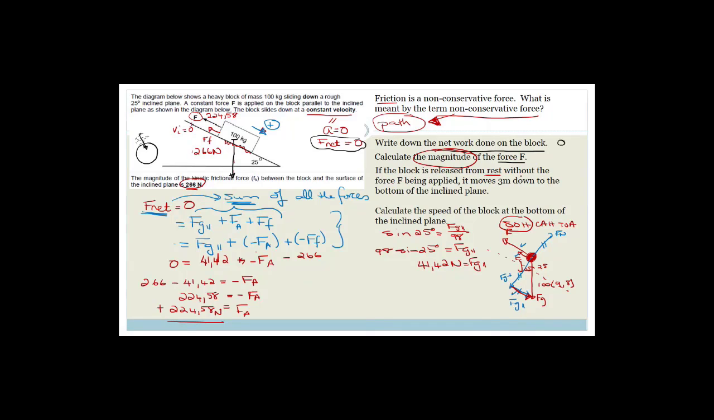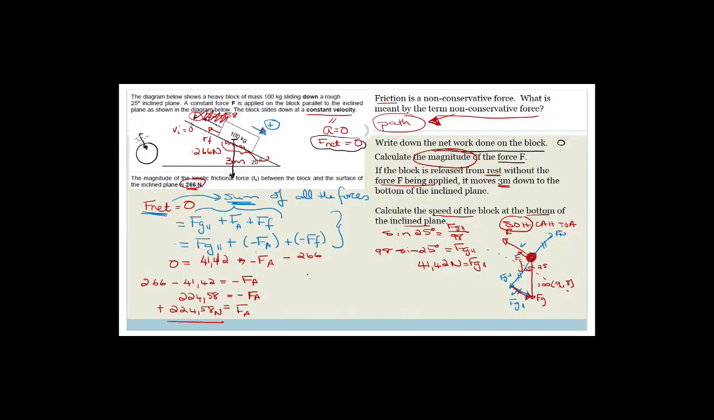Right, now they say if the block was released from rest, so our initial velocity equals 0, and it's without the force F being applied. So the force F is not there, okay? It moves 3 meters down the slope to the bottom of the inclined plane. So it moves 3 meters. And they want us to calculate the speed of the block at the bottom of the inclined plane.